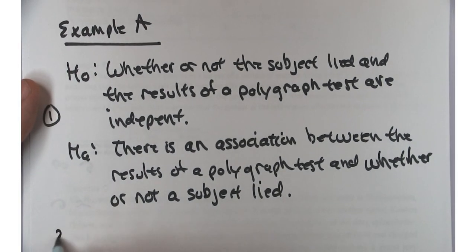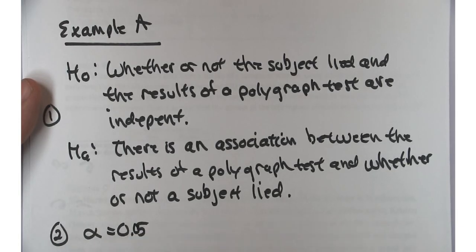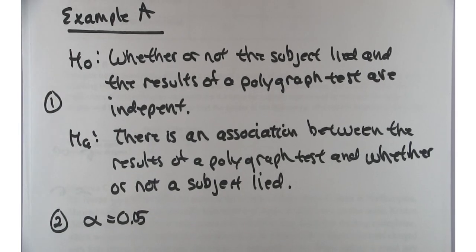Alpha. And in this case, alpha is 0.05. Yeah, 0.5. A 0.5 value for alpha would not be very good. And let's find our data.